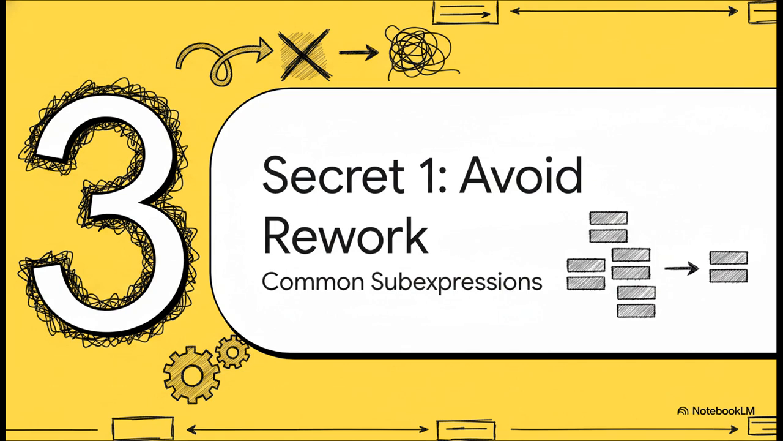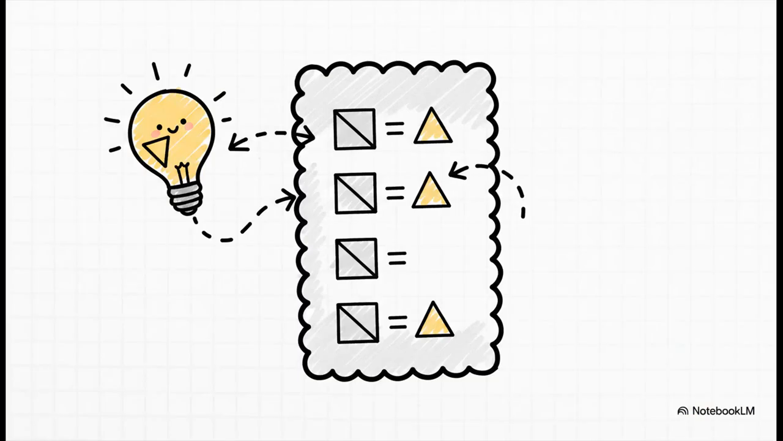So, what are some of these clever editing tricks? Well, let's look at one of the most fundamental ideas. We'll just call it avoid rework. It's just common sense, really. Imagine you're baking and a recipe tells you to calculate 2 tablespoons of sugar times 4 over and over again. You wouldn't pull out a calculator every single time, right? You'd figure it out once, 8 tablespoons, and you just remember that. Well, compilers do the exact same thing with code.